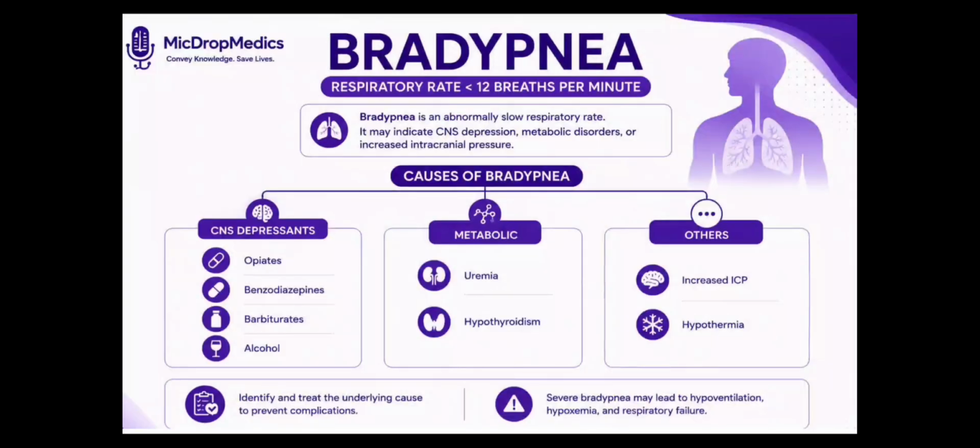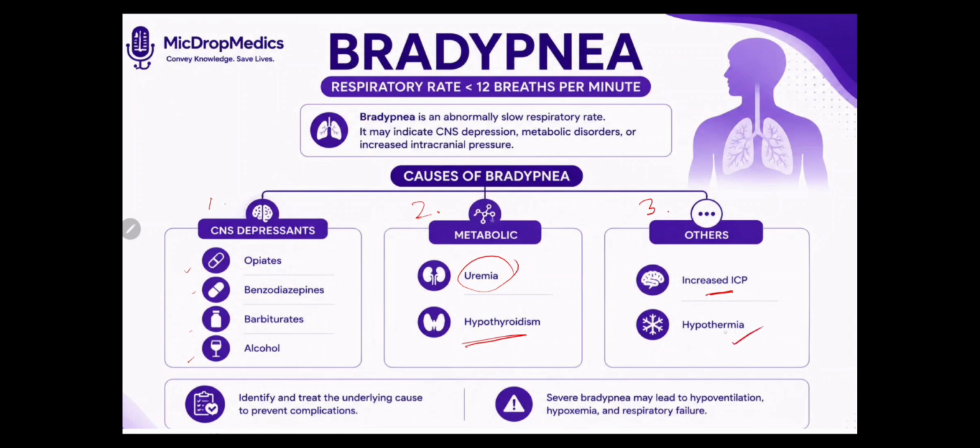Now let's look at the opposite extreme, bradypnea. When the respiratory rate plummets, your diagnostic mind should immediately go to three core areas. First, CNS depressants like opioids, benzodiazepines, barbiturates, and severe alcohol intoxication directly suppress the brainstem's respiratory center. Second, metabolic shutdown, such as profound uremia or severe hypothyroidism. And third, critical structural or physical insults, namely raised intracranial pressure, think Cushing's triad, and severe hypothermia.